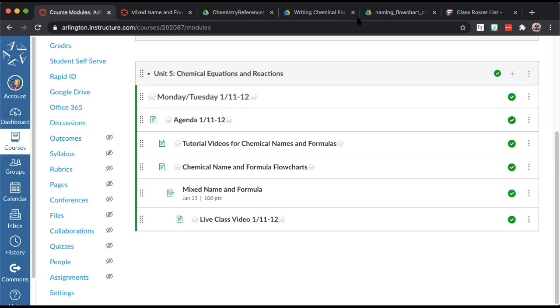So, because that's the first part of Unit 5, if you are not confident in writing chemical names and formulas, it's going to be pretty difficult for you to do that. So that's why we're taking today to review and recap how to write all the different names and formulas of chemicals that we learned in Unit 4.